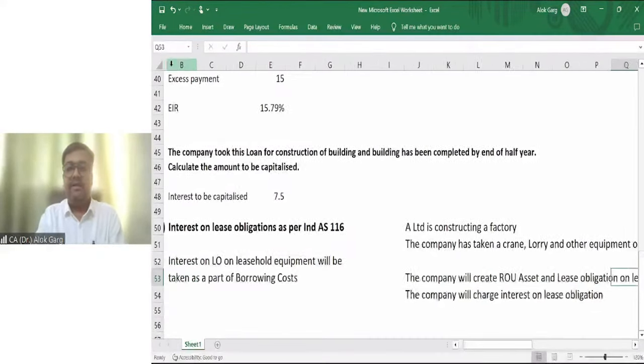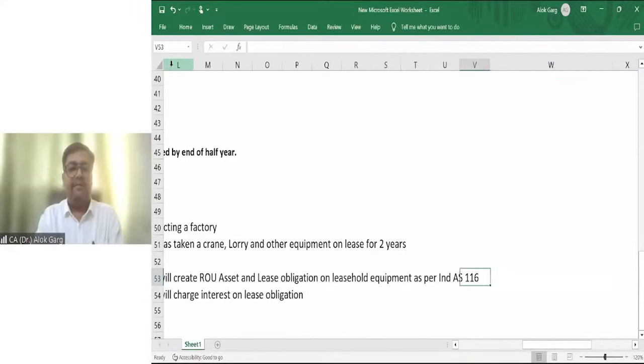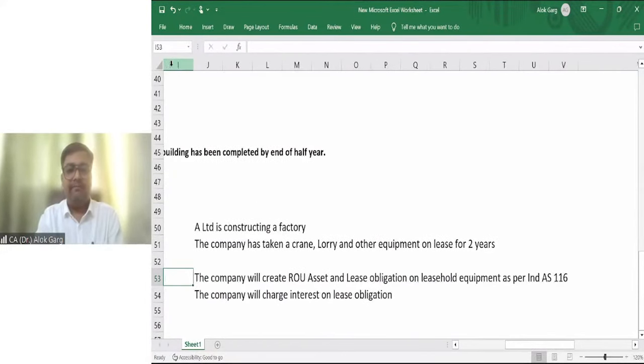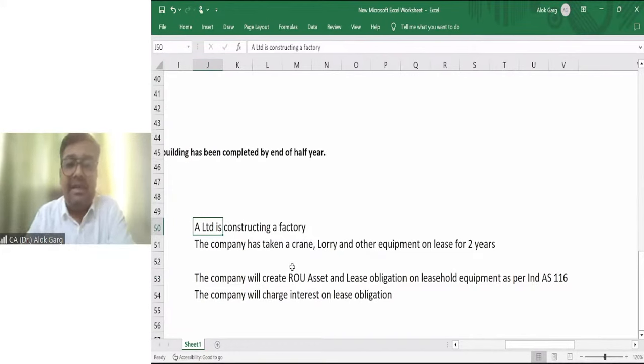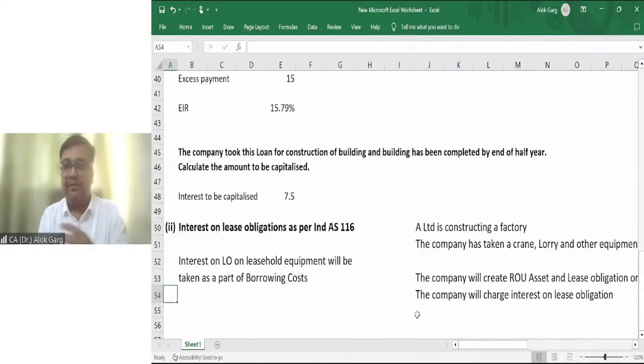For example, A Limited is constructing a factory. The company has taken a crane, lorry, and other equipment on lease for 2 years. The company will create a right of use asset and lease obligation on leasehold equipment as per Ind AS 116. The company will charge interest on the lease obligation. This interest also forms part of your borrowing cost, as this leased equipment is used for the construction of a qualifying asset.